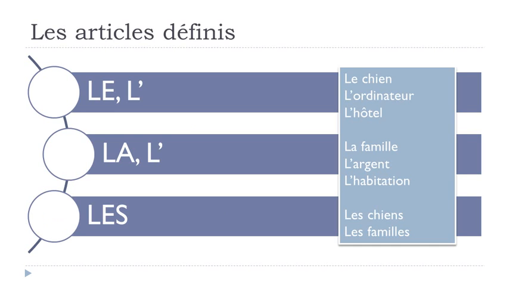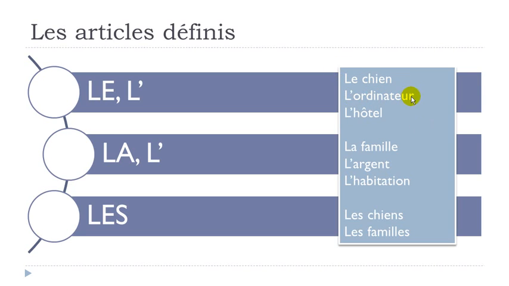So we'll take a few examples here. The first one is chien. Chien is a dog, and in French chien, like that, it's masculine, so le chien. So basically you just put the article le and then chien, okay?